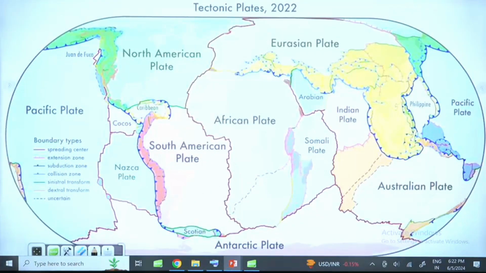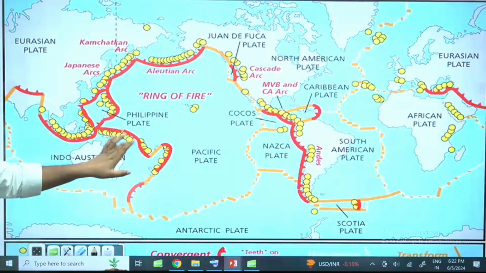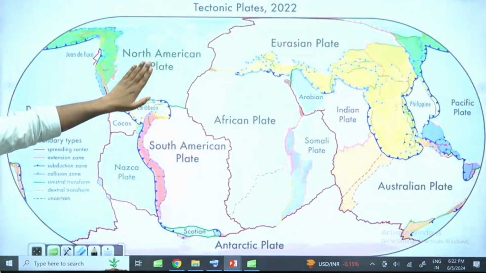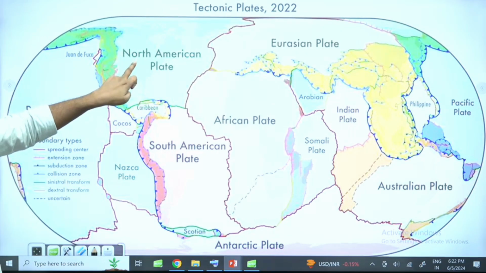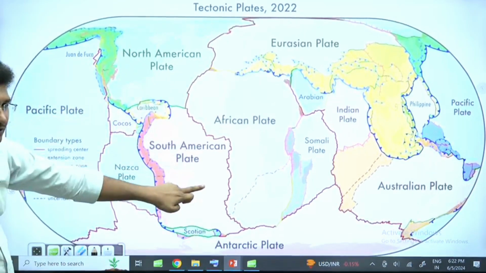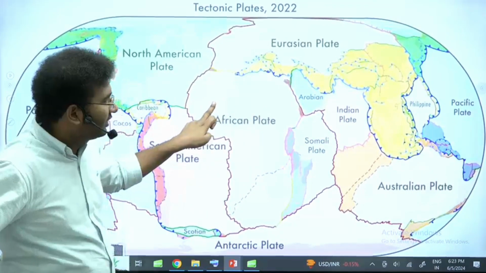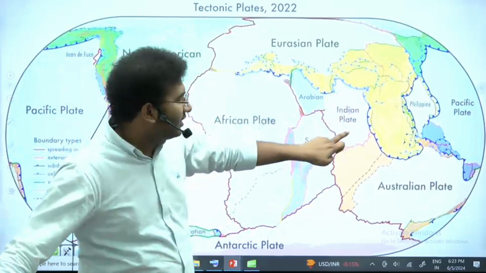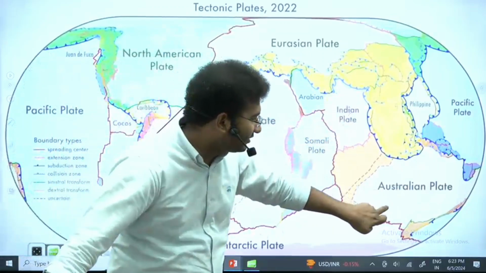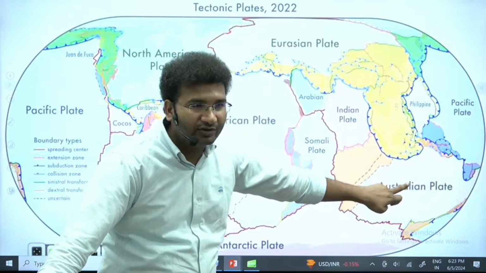Look here, from America to Russia. This is the North American plate. Major plates I am talking about. The North American plate is a combination of continent and ocean. South America, continent and ocean. And Africa, continent and ocean. Likewise, the Indian plate, continent and ocean. The Australian plate, we call it an oceanic plate, but in between you have continent.